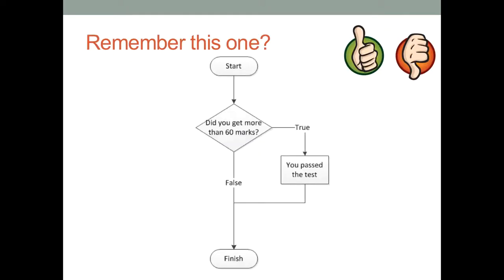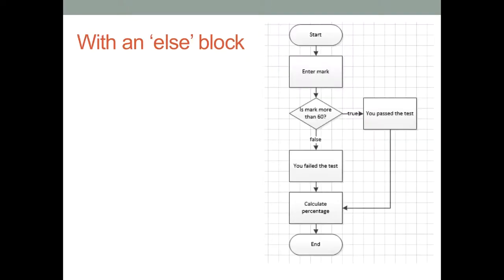Okay, so last time we looked at very simple flow diagrams with just a true option. So nothing happened if that statement wasn't true. In this case, if it was true, it printed out you passed the test, and if it wasn't true, nothing happened. So we can add a little bit more complexity to that with an else block.